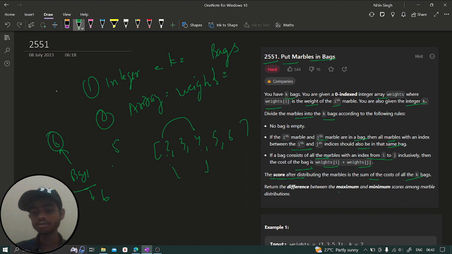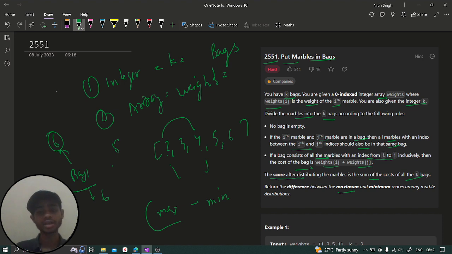Then return the difference between the maximum and minimum score among all the marble distributions. Now what do we have to find? We have to find the maximum score we can get. We have to find the minimum score we can get, and after that we just subtract. Simple thing. We have to find the difference between maximum and minimum. This is the only thing we have to do in this problem. We are given one array that tells us the weight of each marble, and now we have to distribute these marbles into k bags, and after that calculate the score.